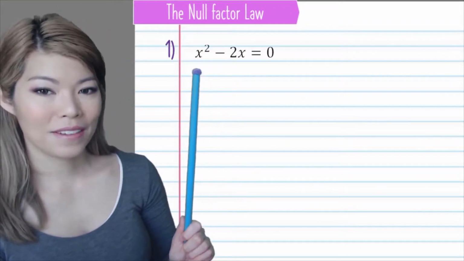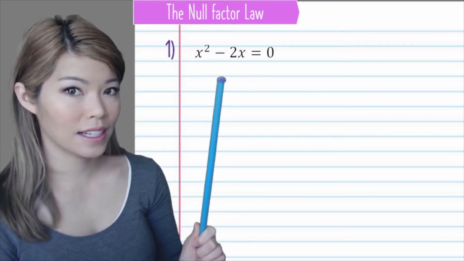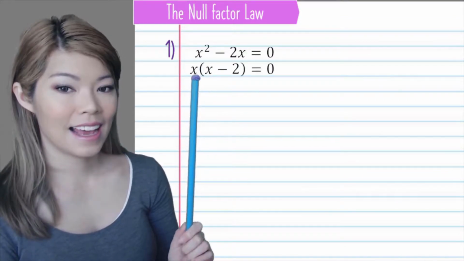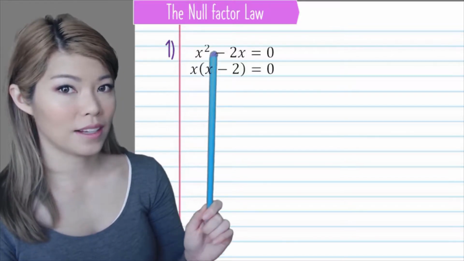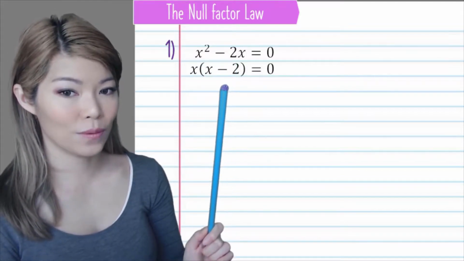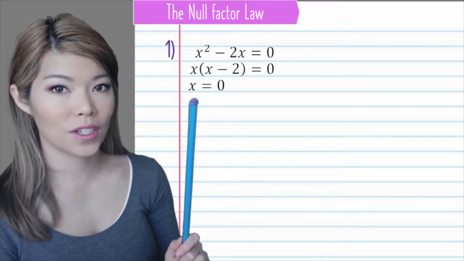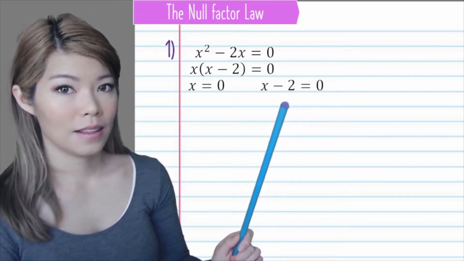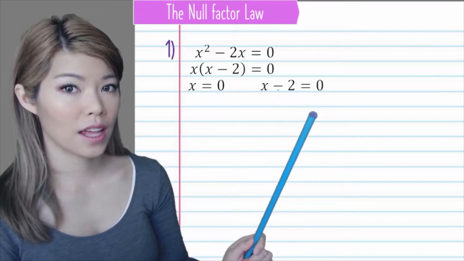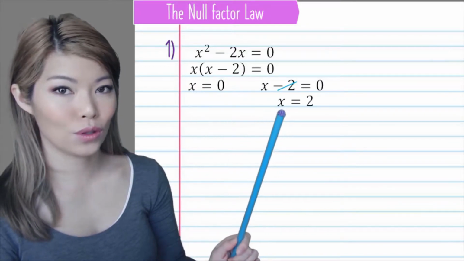So here we have an equation. We can factorize this, take the highest common factor, which is x, and we're left with x times x is x squared, x times negative 2 is negative 2x. So now, using the null factor law, we can see that x is equal to 0 and x minus 2 is also equal to 0. To get rid of the minus 2, bring it to the other side, we have x equals 2. So these are our two solutions.